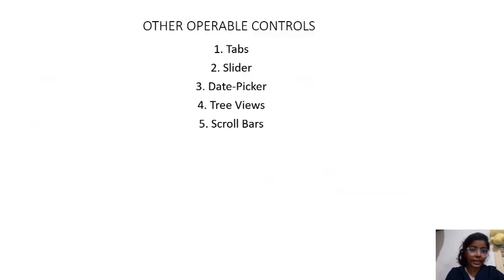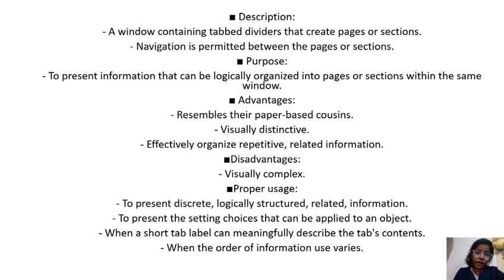Now let's go to the next slide. Other operable controls are tabs, sliders, date pickers, tree views, and scroll bars. In this description, a window contains tabs and dividers that create pages or sections, and navigation is permitted between the pages or sections. The purpose is to present information that can be logically organized into pages or sections within the same window.